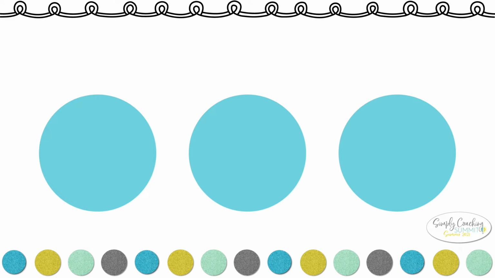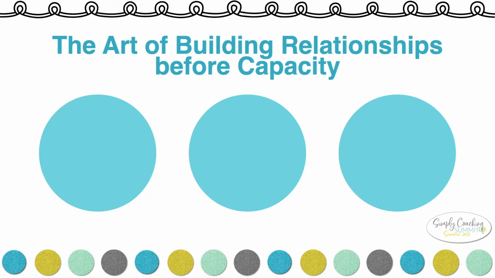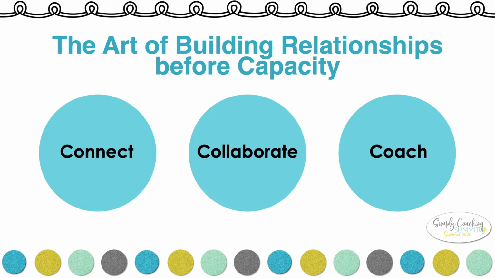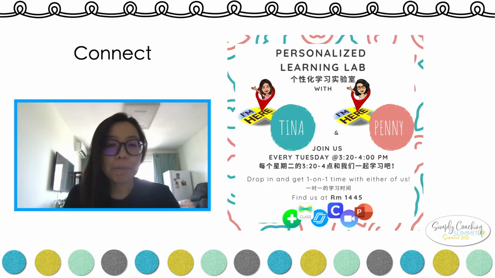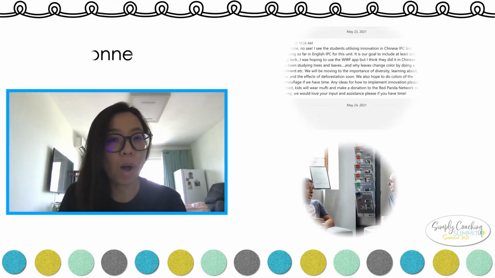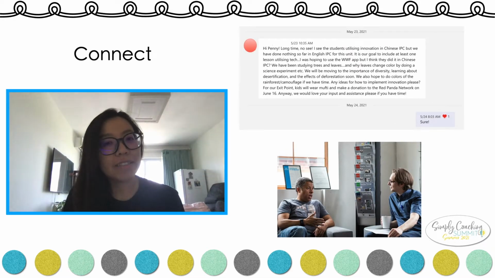There are a variety of ways and models you might want to consider to be an effective coach, but we will only focus on 3 essential strategies for today, which are connect, collaborate, and coach. First strategy is connect. Connect by offering office hours, learning walks, casual talks, or reaching out via Teams chat.